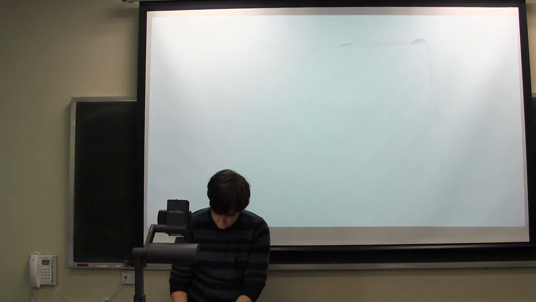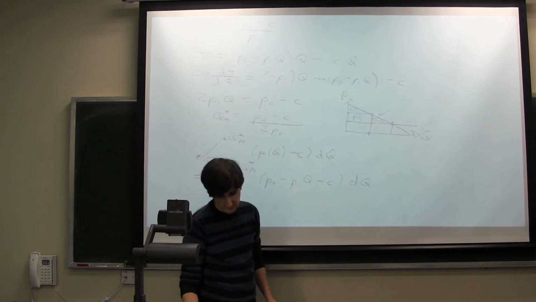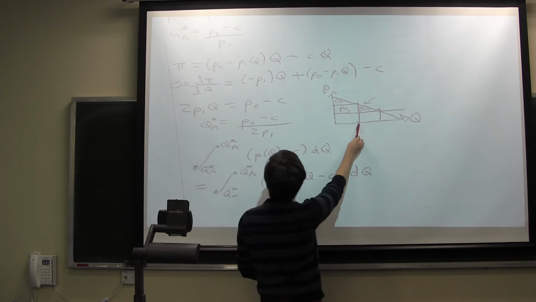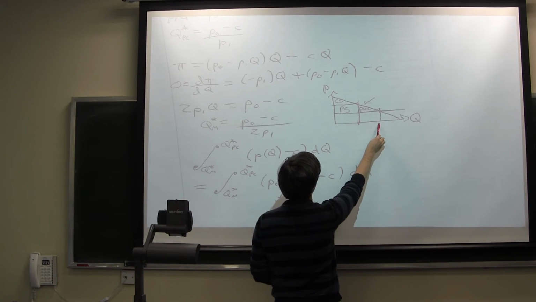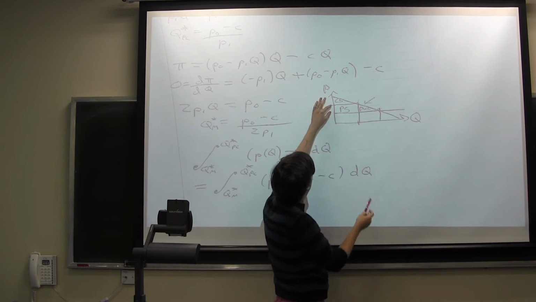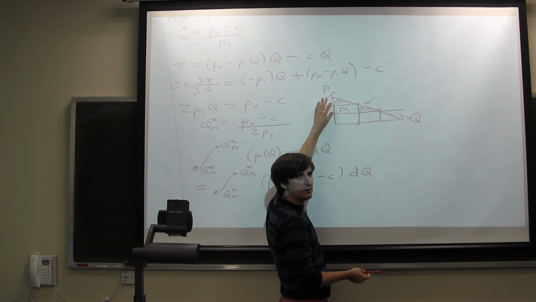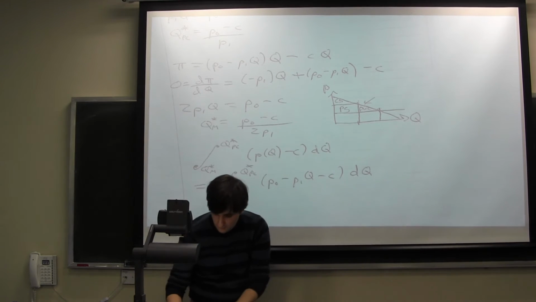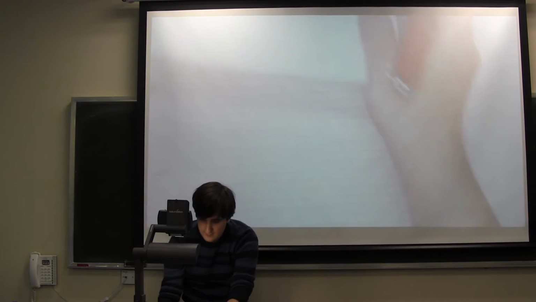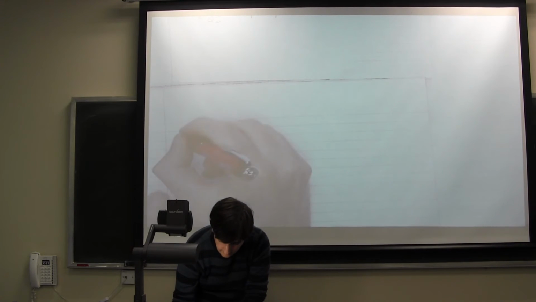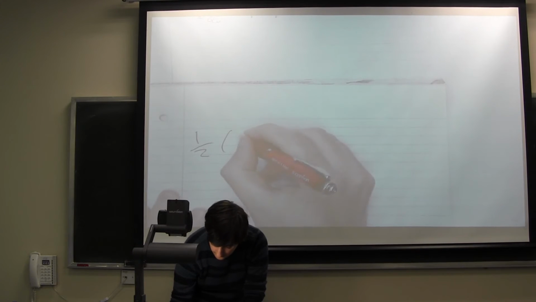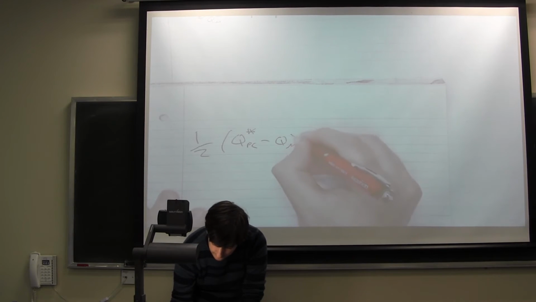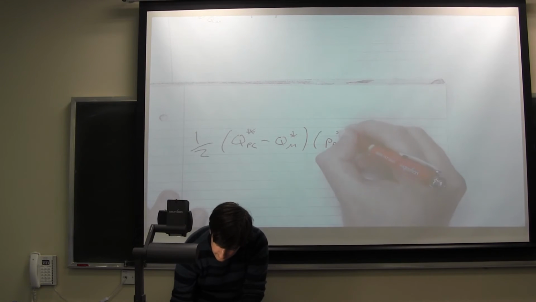So, if this is our triangle, this is quantity under monopoly, this is quantity under perfect competition, and these are the prices under perfect competition and monopoly, right? So what's the area of that triangle? Well, it's half times Q_PC minus Q_M, times price under perfect competition minus price under monopoly.